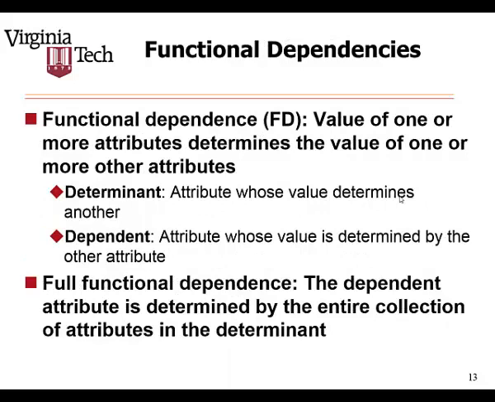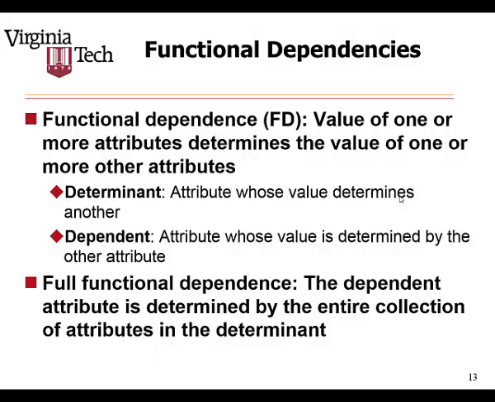Well, functional dependency is this idea taken into a little bit more formal representation. So functional dependence means the value of one or more attributes determines the value of one or more other attributes. The determinant is those attributes whose values are doing the determining, right? So those for us are the key values, and the dependent are those values that are going to be determined, and those are the non-key values.